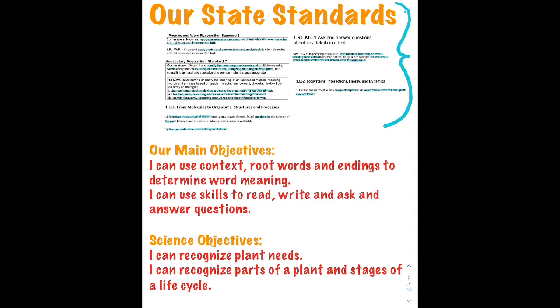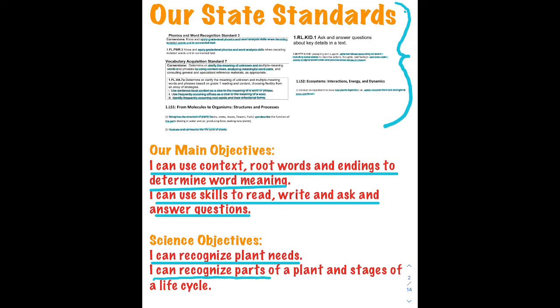Our state standards are found here. Our main objectives are: I can use context, root words, and endings to determine word meaning. I can use skills to read, write, and ask and answer questions. Our science objectives are: I can recognize plant needs, and I can recognize parts of a plant and stages.